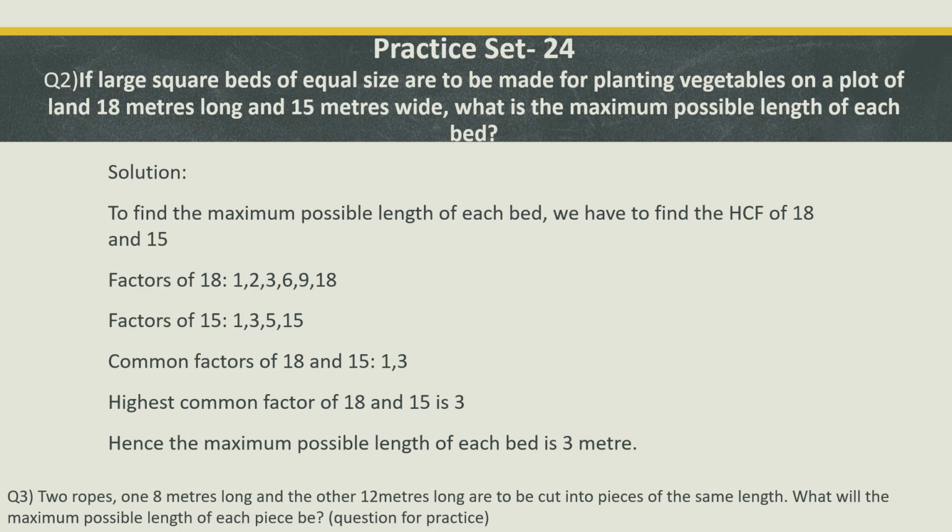Question number 3, that is, 2 ropes. I have 2 ropes, one 8 meters long and the other 12 meters long, to be cut into pieces of the same length. The length that you are cutting is to be the same. What will be the maximum possible length of each piece? What you will do, you'll find the factors of 8, factors of 12, common factors of 8 and 12, and the highest number whichever comes is the maximum possible length of each piece in meters. Got it?